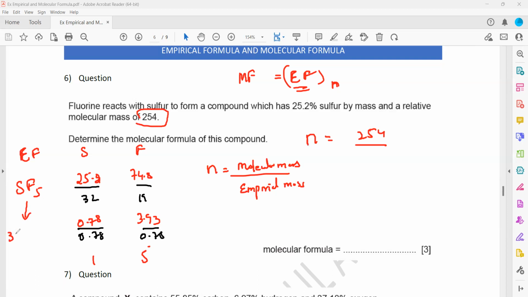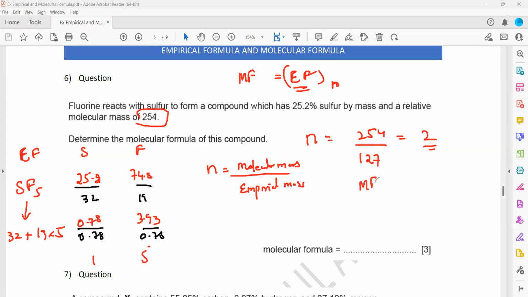Sulfur is 32 plus 9. Fluorine is 19 times 5. So 19 into 5, it will be 85. Then sum them, so it will be 127. So 254 divided by 127. N is equal to 2. So we get the value of N is equal to 2.